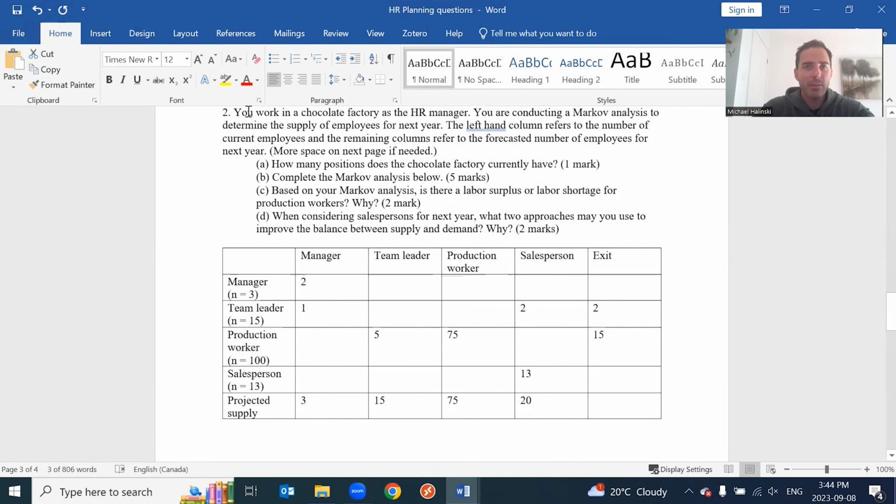So let's read it out. You work in a chocolate factory as the HR manager. You are conducting a Markov analysis. Again, if you're walking into this question blind, you don't know what you're talking about.